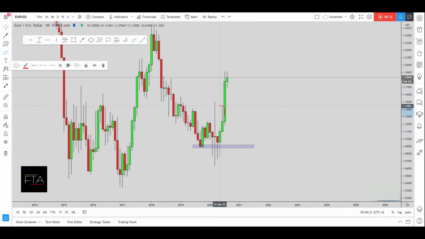Specifically, after this monthly candle here, we definitely expected a continuation to the upside because, as you know, this candle here is the candle that the next one is supposed to fill in the wick.